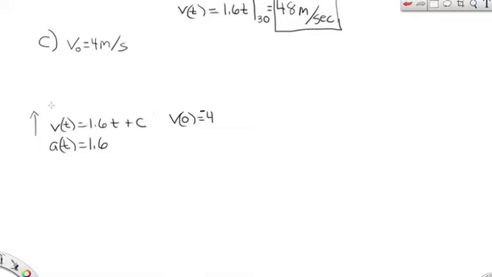So the velocity is -4, and we're going to plug in time 0 and solve for c, which clearly lets me know that c equals -4. So that means my velocity equation, and I've just really made a mess of this, so let's just write it over here. My velocity equation has now become 1.6 t minus 4. Now it wants to know when will it hit the bottom and how fast will it be going when it does.